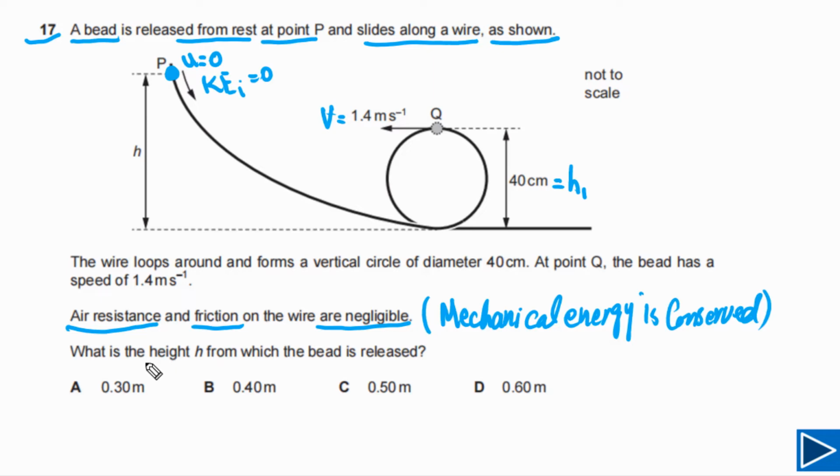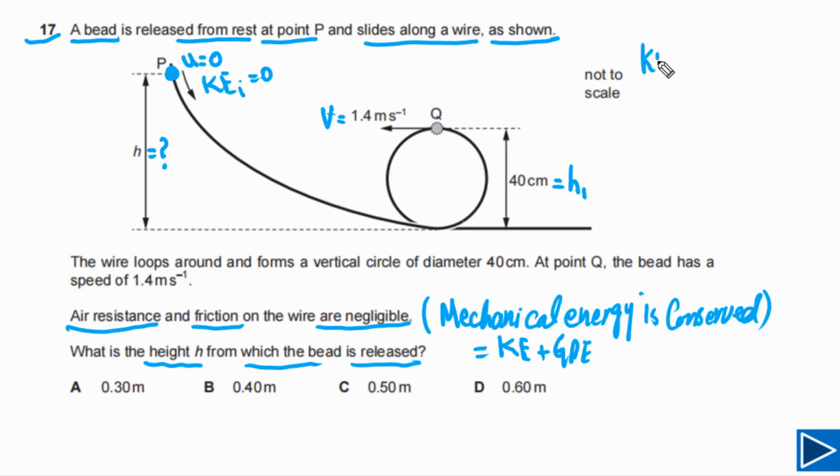We need to find out what is the height h from which the bead is released. Simply, we need to find the value of this h. So we will use conservation of mechanical energy. Mechanical energy is equal to the sum of kinetic energy and gravitational potential energy. The sum of these two energies is the mechanical energy. So in this case, mechanical energy is conserved.